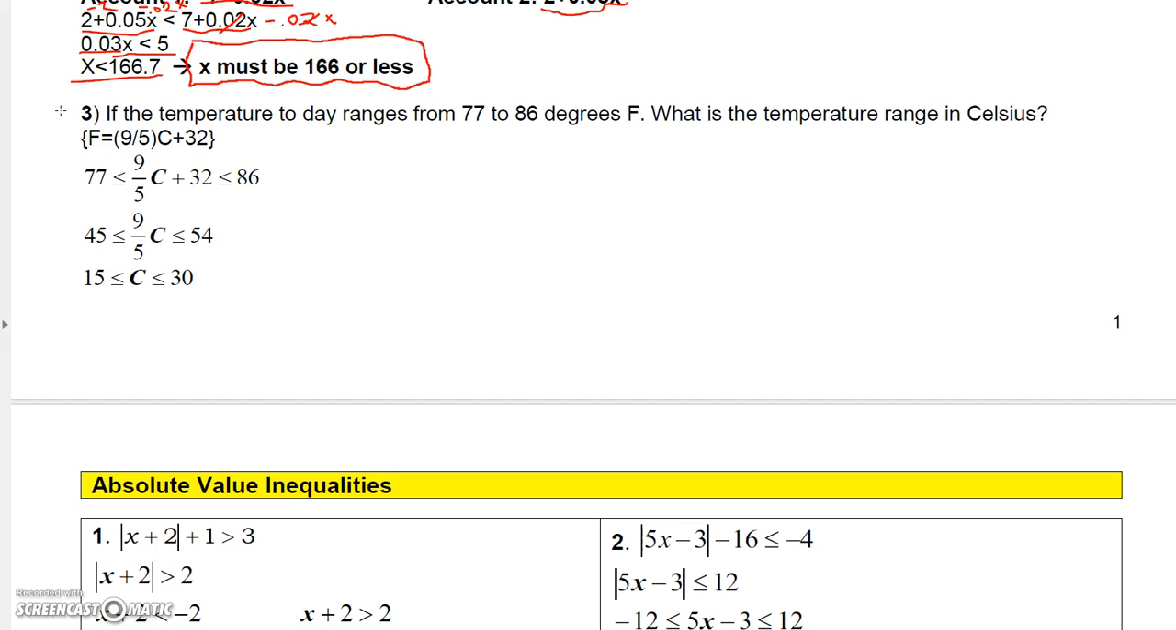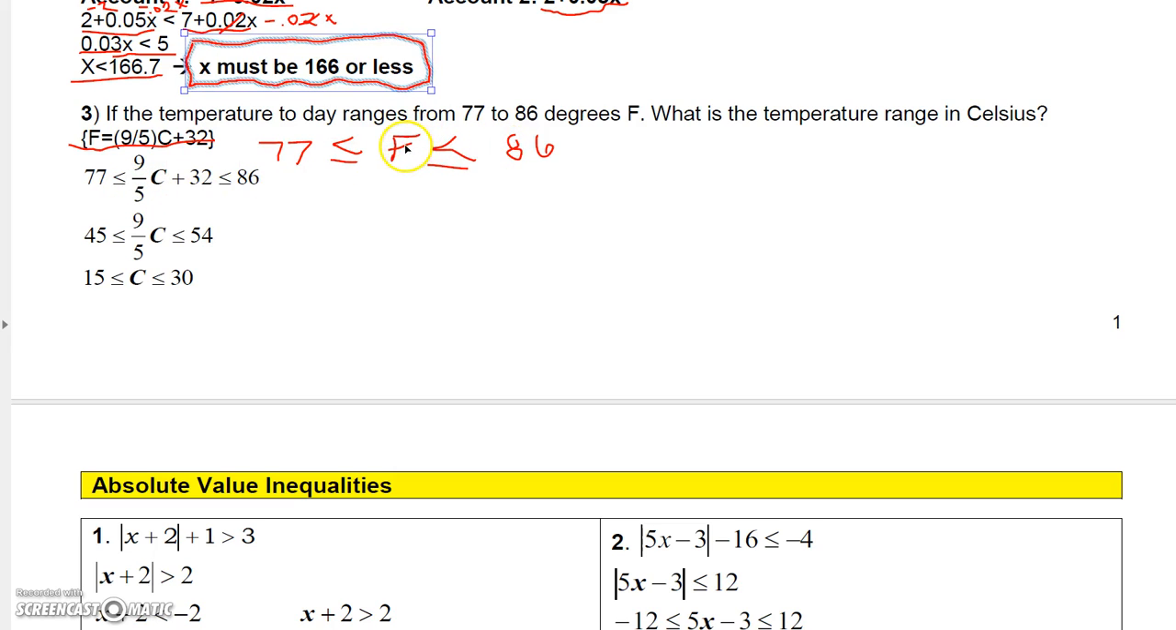And then the third example here says if the temperature today ranges from 77 to 86 degrees Fahrenheit, what's the temperature range in Celsius? Well, Fahrenheit is equal to 9/5 C plus 32. So the Fahrenheit temperature ranges from 77 to 86, so that would be greater than or equal to 77 and less than or equal to 86.